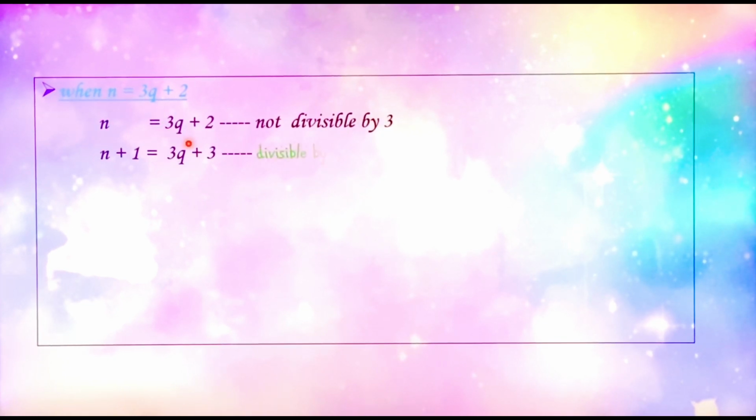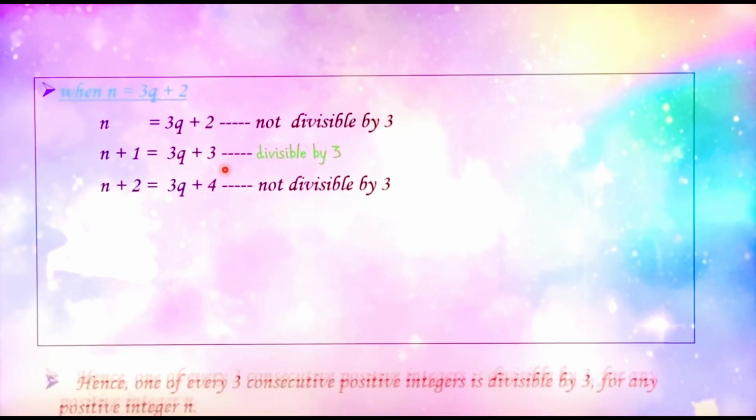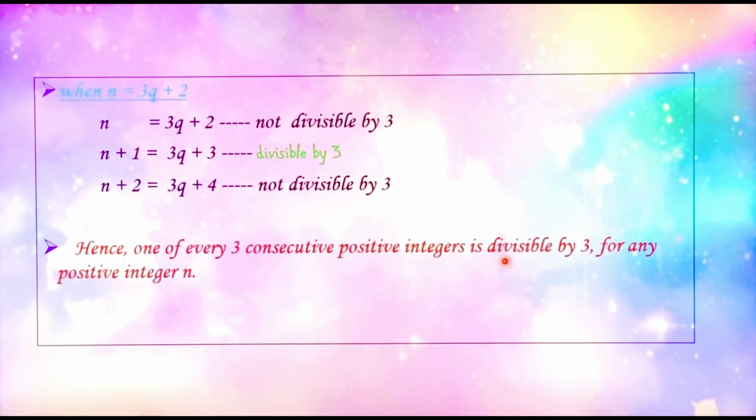When n is equal to 3q plus 2, here we get 3q plus 2, 3q plus 3 and 3q plus 4. In this, n plus 1 is equal to 3q plus 3 is divisible by 3. Therefore, in each case, only 1 is divisible by 3. Hence, one of every 3 consecutive integers is divisible by 3 for positive integer n. Let's do the next question.